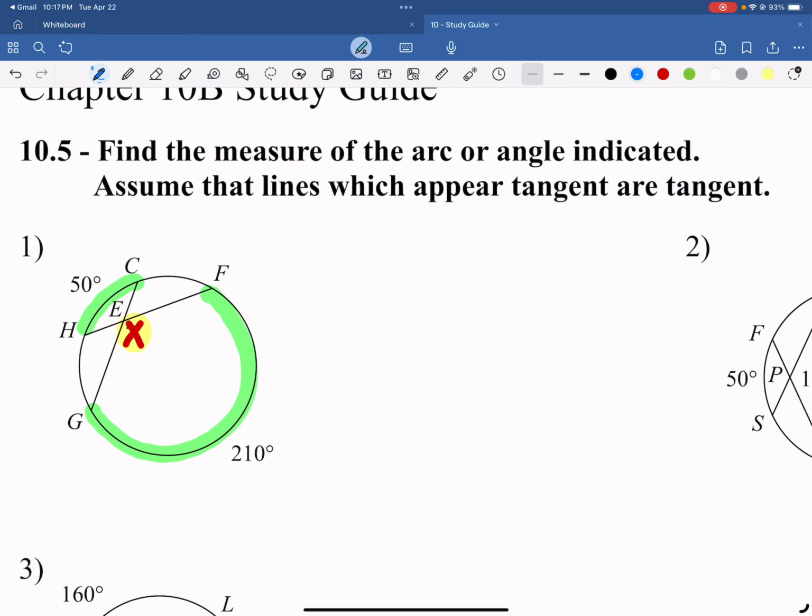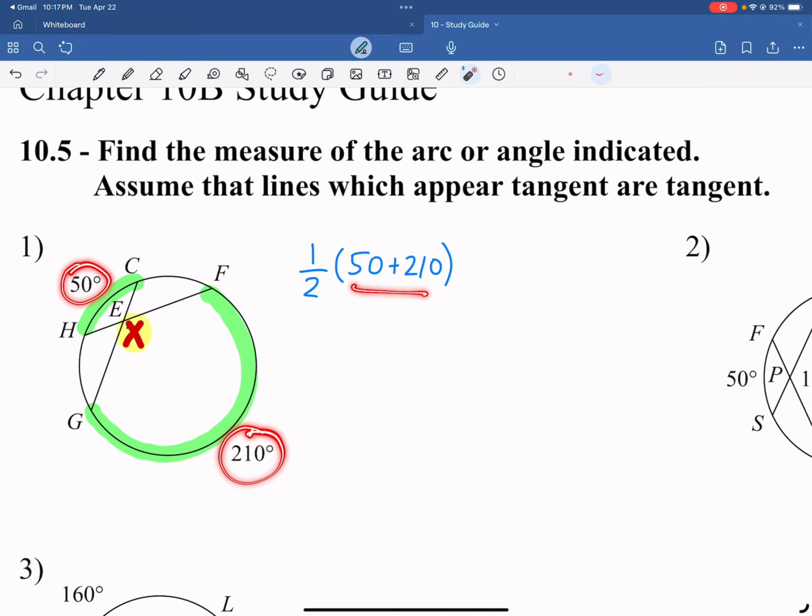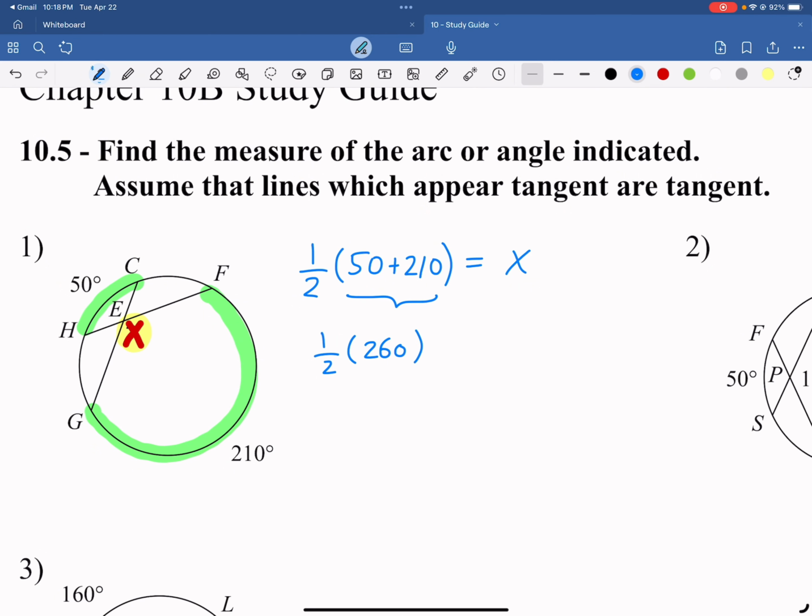Well, remember, if you take the halfway point, basically the average of both of the arcs, so in this case, 50 and 210, if you take the halfway point of those, you're going to end up with the angle in the center. So that guy right there. So let's continue working on that. 1/2 times 50 plus 210, that's going to be 260. That's going to be equal to x.